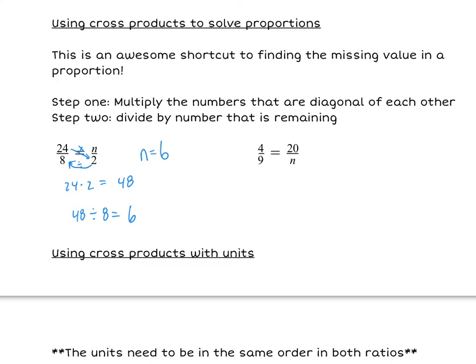Now, you may have been able to look at this and say, hey, that's 8 divided by 4 gives me 2, so 24 divided by 4 gives me 6. That's fine. But if you get numbers where you can't easily do that, then this trick will always work.